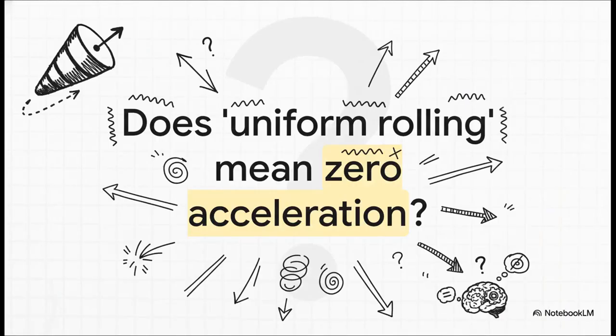Okay, so right off the bat, this problem tries to trick you. You see the words uniform rolling, and your brain probably jumps straight to constant. No change. And if there's no change, there can't be any acceleration, right? Well, it's not quite that simple. That's the little paradox we're going to unravel today.